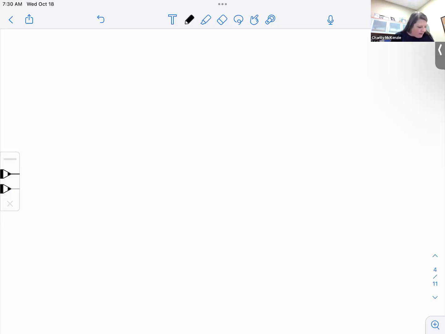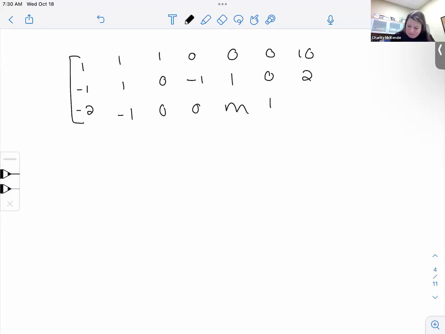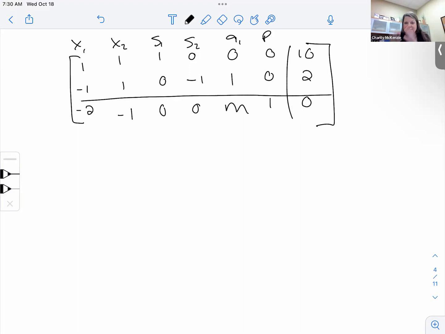Okay, I'm going to write out this initial system again, just because we need it right in front of us. So 1, -1, -2, 1, 1, -1, 1, 0, 0, 0, -1, 0, 0, 1, M, and 0, 0, 1, and 10, 2, 0. And the columns are X1, X2, S1, S2, A1, P. All right, and then you have your traditional little lines.